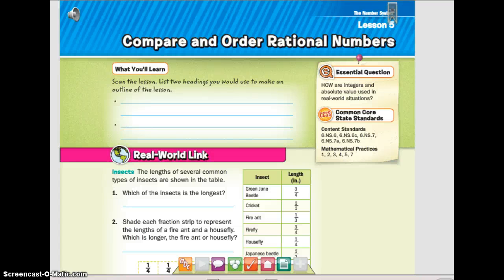Back to recording lessons. We're on Chapter 5, Lesson 5, Comparing and Ordering Rational Numbers. Please turn to page 387. So, we learned about rational numbers in the last lesson. Let's recap. A rational number is any number that can be expressed as A over B, where B cannot equal 0.